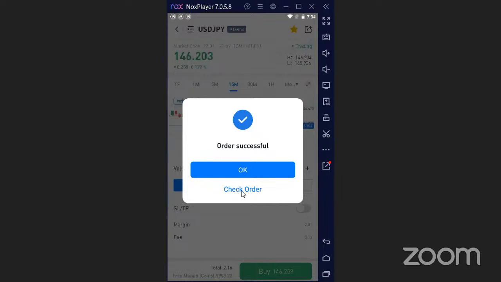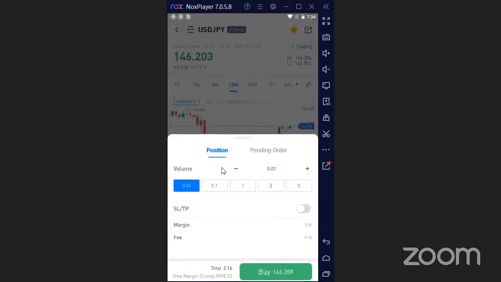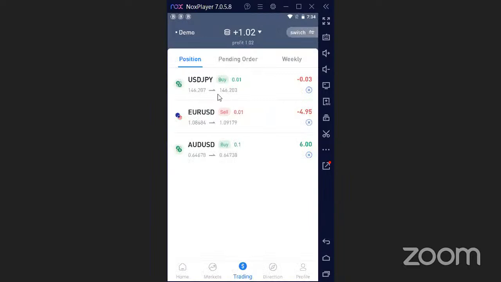If I click on check order, it's going to take me to where the market is reading. You see, this is the USD JPY that we just placed a buy trade on, and this is where our market is reading. These are trades from yesterday that we used for our evening session.